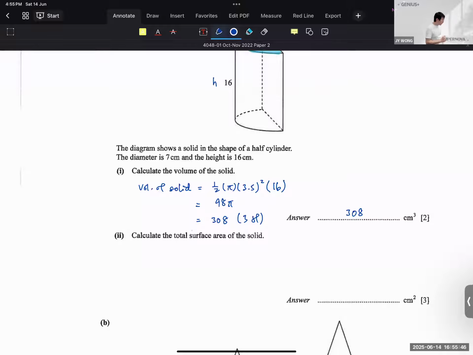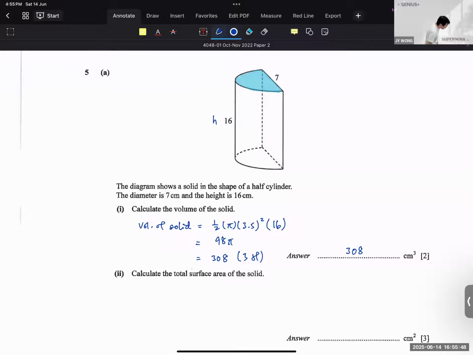Calculate the total surface area of the solid. So you should recognize that your total surface area consists of 2 semicircles, which is 1 circle, then the curved surface area plus the flat rectangle. Remember to add back the rectangle, please.